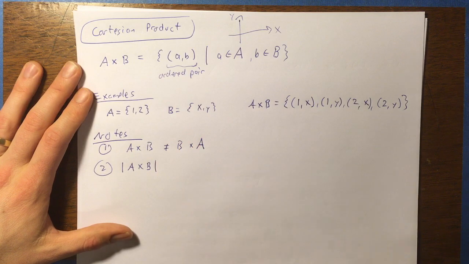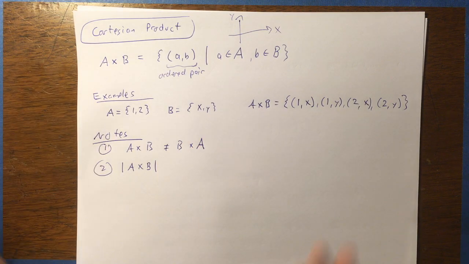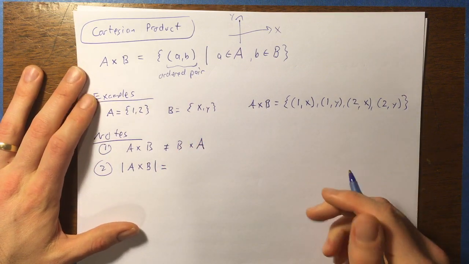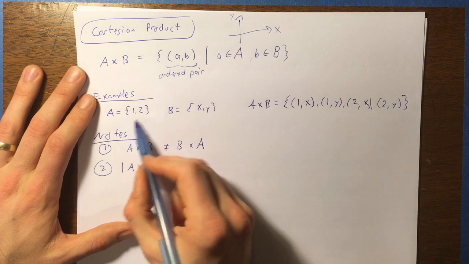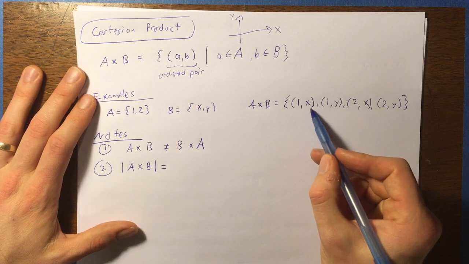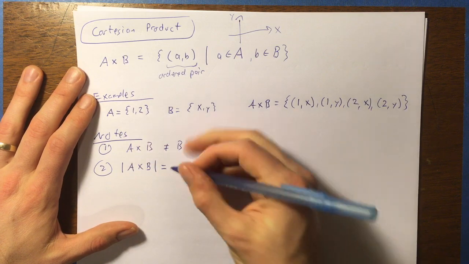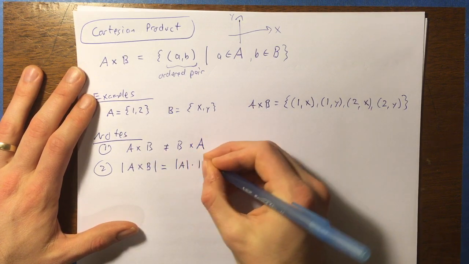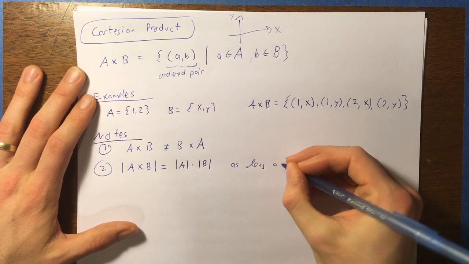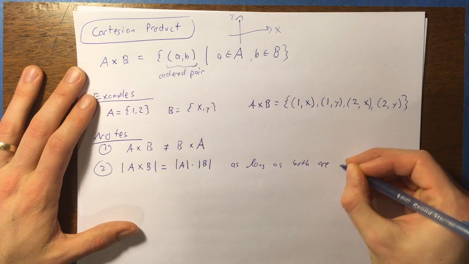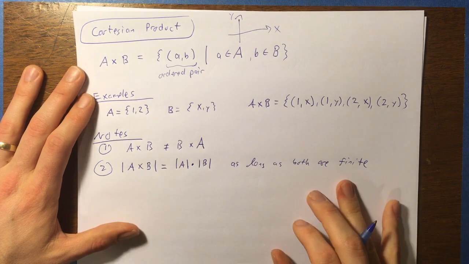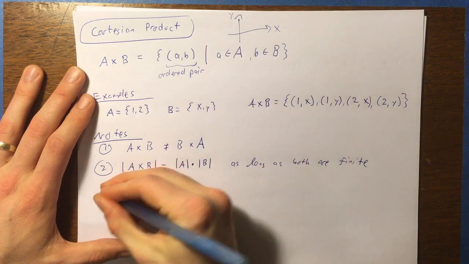Two, the cardinality. The cardinality of A cross B is pretty clear if they're both finite. The number of things in A is the number of choices you have for what goes in the first position. The number of things in B is the number of choices you have for what goes in the second position. So we can just multiply those together. It'll be the cardinality of A times the cardinality of B, as long as both are finite. If one of them is infinite, then this multiplication might not be defined any longer, so never mind. But if they're finite, you just multiply them together.